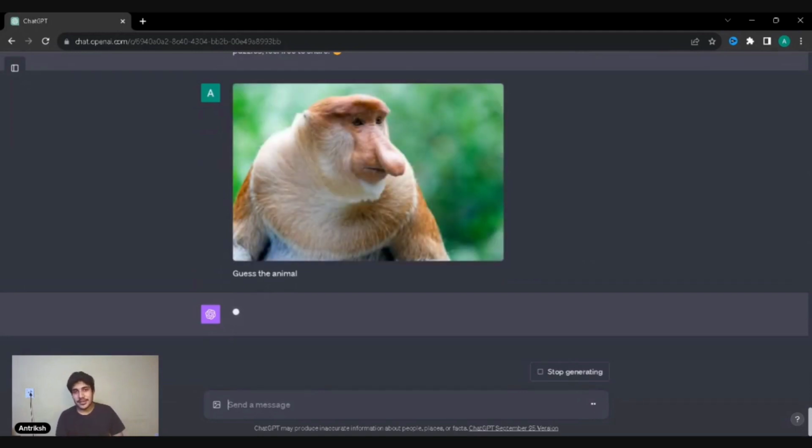It's a very rare animal. Let's see if it can. There you go. That's a proboscis monkey. Exactly.